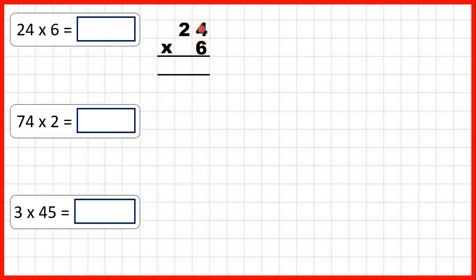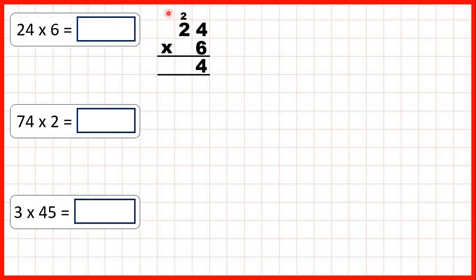Now we start by multiplying our ones digit. 4 times 6 is 24, but we write that as 2, 4, with our first digit of the number above the next place value column along, so above our tens. Now we can move on to multiplying our tens digit. 2 times 6 is 12, but we need to add the 2 that's on top. So 2 times 6 is 12, plus 2 is 14.